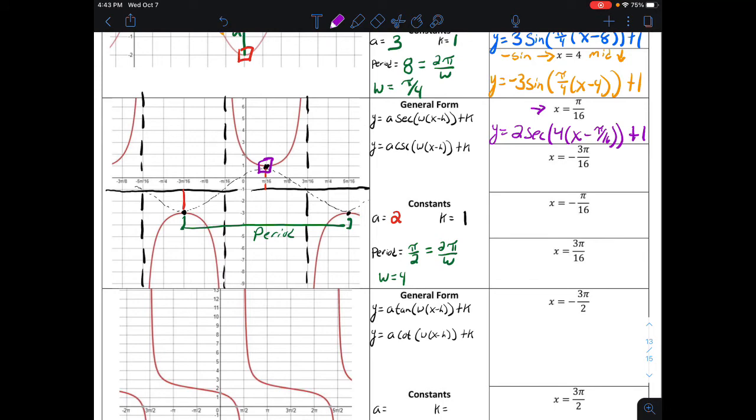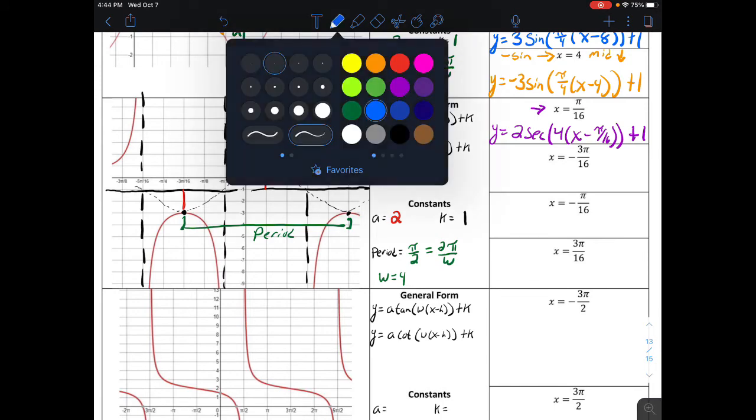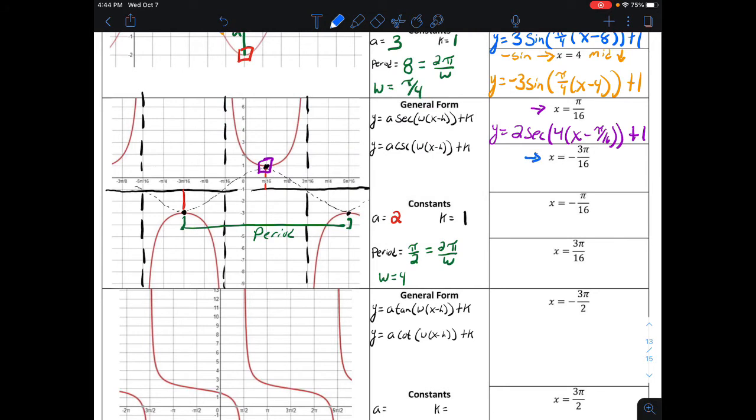So the next one we're looking at is at negative 3 pi over 16, and I look at what's going on at negative 3 pi over 16, and that would have been a minimum of cosine, which means that if I was writing a cosine equation, I have to make cosine negative, and so I'd have to make secant negative. So our equation would be y equals negative 2 times secant of 4 times x minus negative 3 pi over 16, or x plus 3 pi over 16, and then plus 1 on the end.